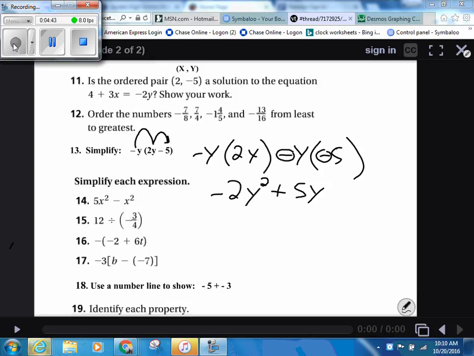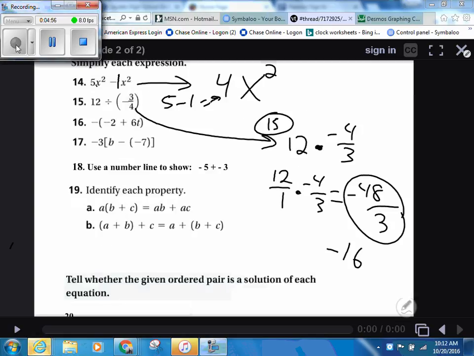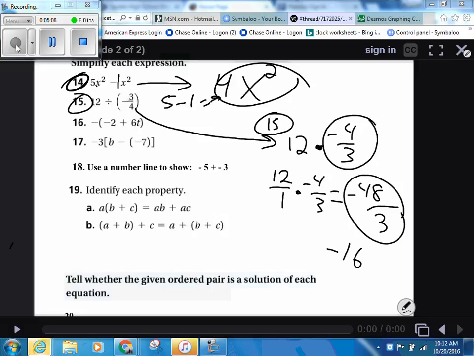Over here, we have a negative times a 2, and you get -2y squared. A negative and a negative gives me a positive 5y. See it? 14, here's your answer. Number 15, make sure that you take your division problem and flip your second number and then multiply and reduce.